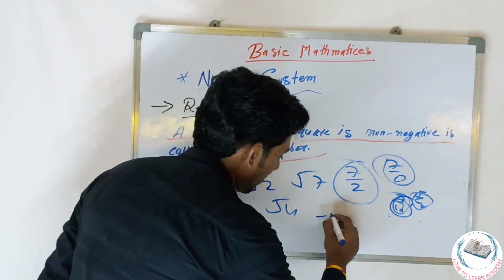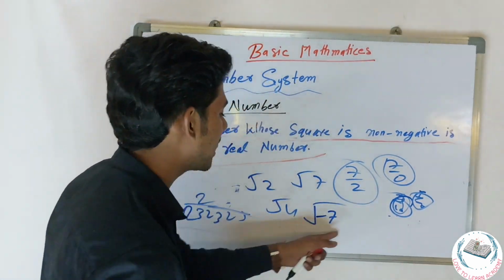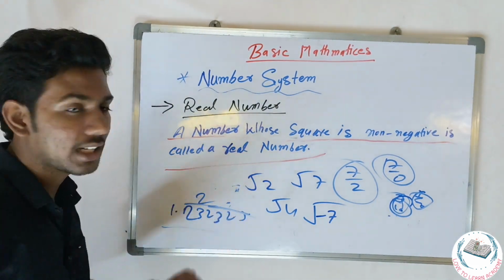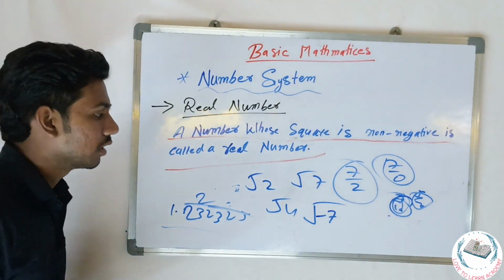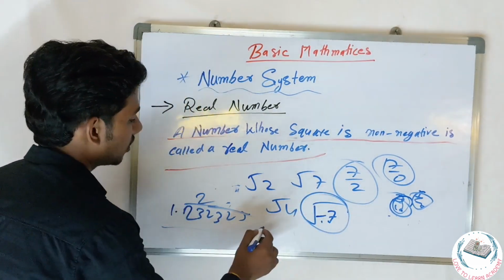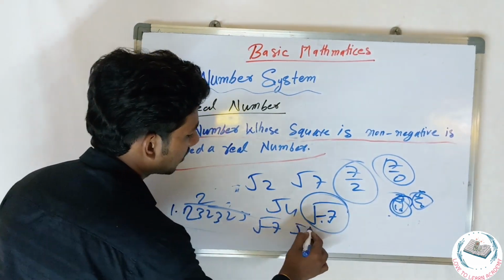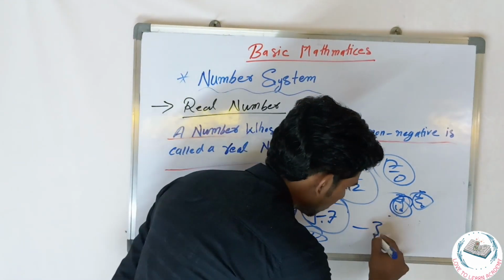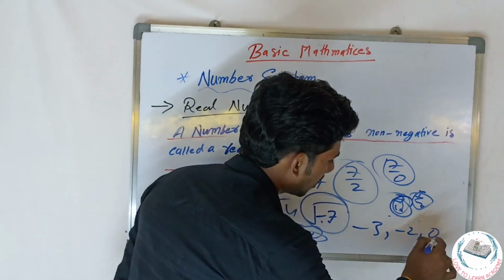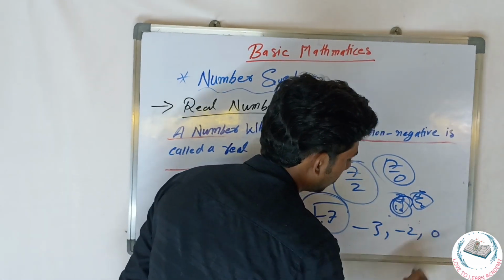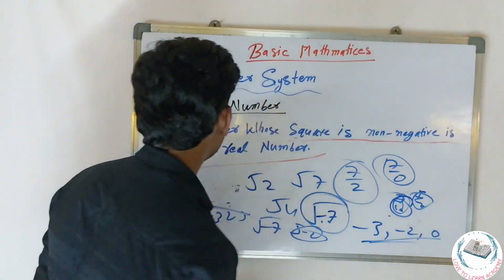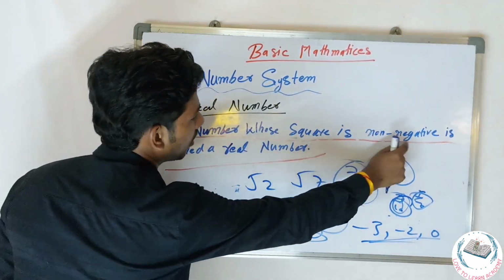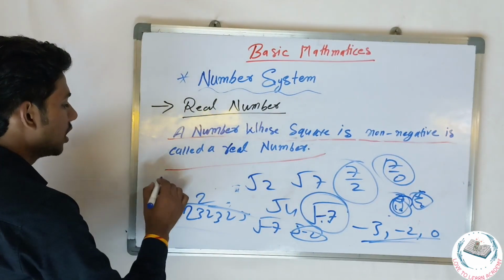Minus negative square is not a real number. Have you ever seen a square that is negative? No, a square is never negative, so that is not a real number. Apart from that, negative numbers like -3, -2, or 0 are real numbers. A number whose square is negative is not a real number.